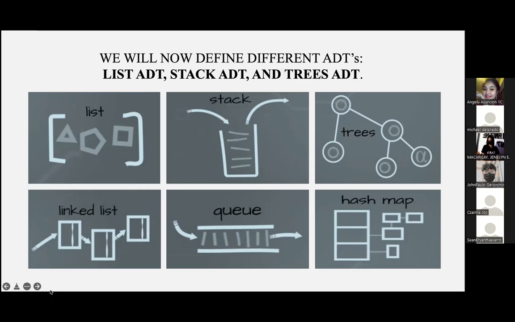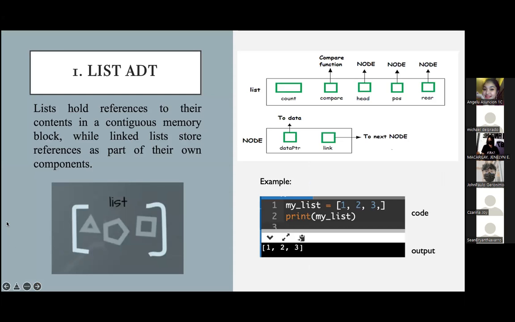So now let's explain about list ADT or abstract data type. Lists hold reference to their contents in a contiguous memory block, while linked lists store reference as part of their own components. So nabanggit na natin dito yung linked list, but we're talking about list. So list is used to store data type in a sequential manner. Here in our example, we have our head structure, which is the count, and our compare function. Compare function is used to compare data type to the list.